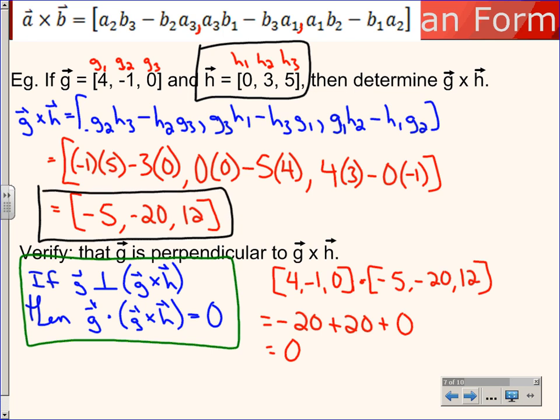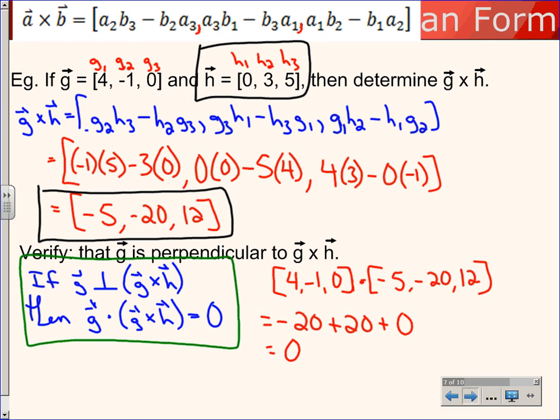0 times minus 5, 0. 3 times minus 20 is minus 60, and 5 times 12 is positive 60. So we end up with 0 again. So it worked. G cross h, that's a good sign. That means I did my calculation right. That means G cross h really is perpendicular to both of the vectors that we started with.